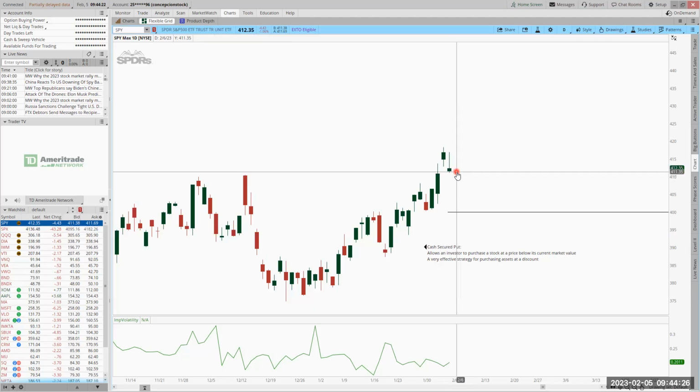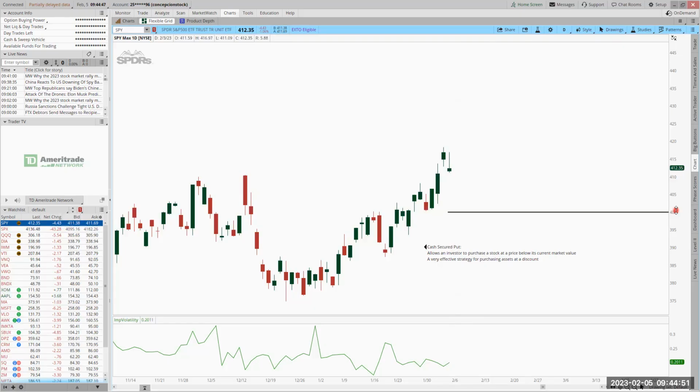However, if between now and the date of expiration, price stays above 400, I keep my premium and I'm not obligated to purchase the shares because it never reached 400. Hence, I can do this on a bi-weekly basis, monthly basis, generating cash flow until I am assigned the shares at whatever strike price I select.